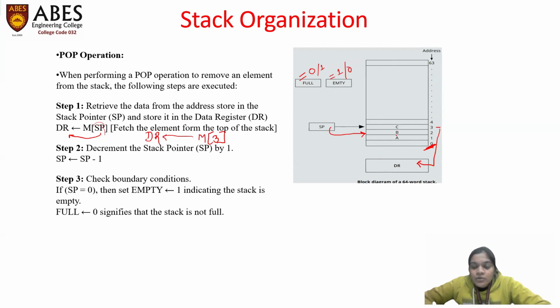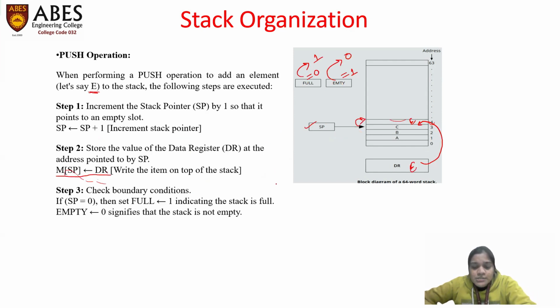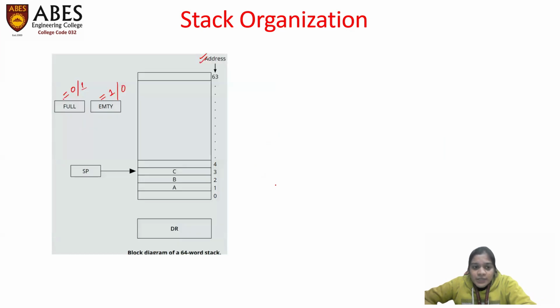But when only one pop operation has to be performed, in that scenario, once the boundary conditions are checked, the stack pointer must be storing the next lower address location, and the empty value would show 1 only if the stack is completely empty, and the full value is equal to 0. So this is how our stack organization performs the pop operations and push operations inside the CPU organization.